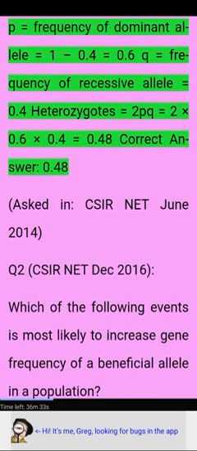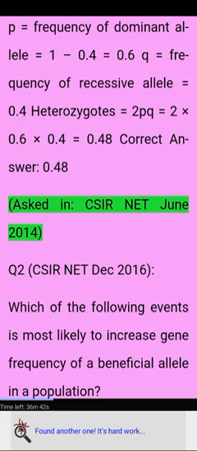P equals frequency of dominant allele equals 1 minus 0.4 equals 0.6. Q equals frequency of recessive allele equals 0.4. Heterozygotes equals 2pq equals 2 times 0.6 times 0.4 equals 0.48. Correct answer: 0.48. Asked in CSIR-NET June 2014.